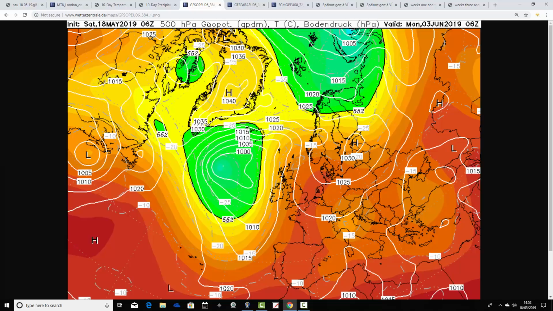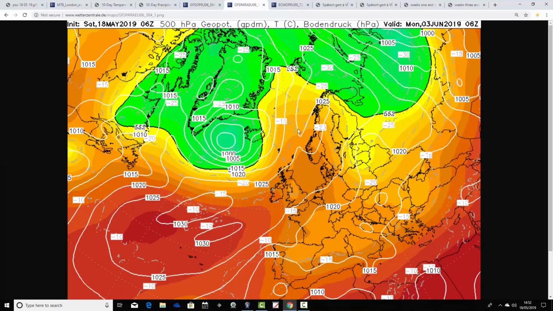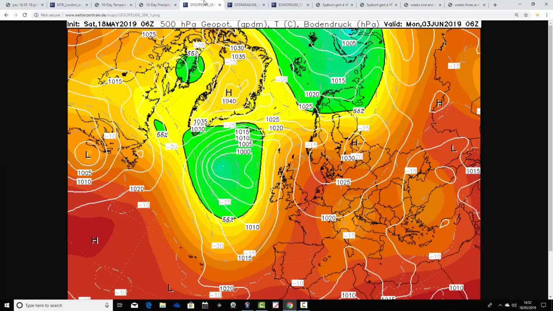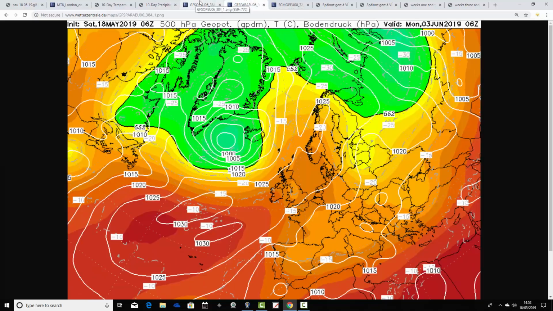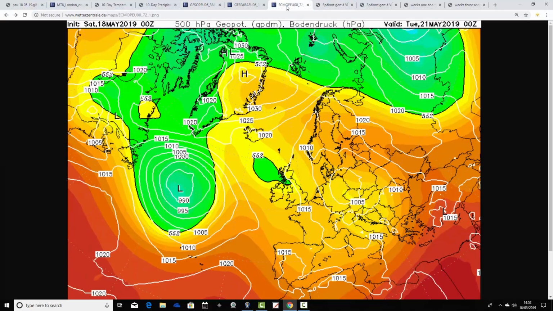That's a GFS operational run for the 3rd of June. That's a GFS parallel run for the 3rd of June. So they do differ in their scenarios, but both of them are turning things a bit drier and warmer through the opening days of next month. ECMWF only going up to day 10, of course, with this one.